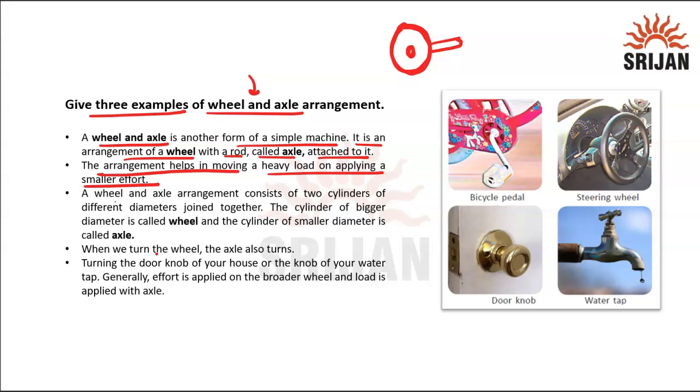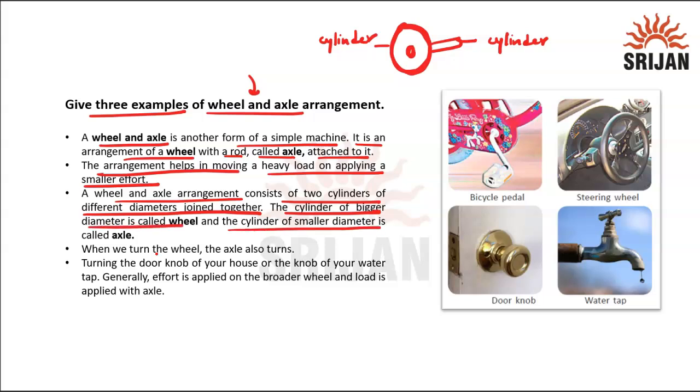In the case of wheel and axle arrangement, it consists of two cylinders, like this case. Now here this is a cylindrical part. Not this only, there are two cylindrical parts, as I said. So this is cylindrical, this is also cylindrical, both are cylindrical. In a wheel and axle, cylinders of different diameters are joined together. The cylinder of a bigger diameter is called the wheel, and the cylinder of a small diameter is called the axle. So that is why it's called wheel and axle.